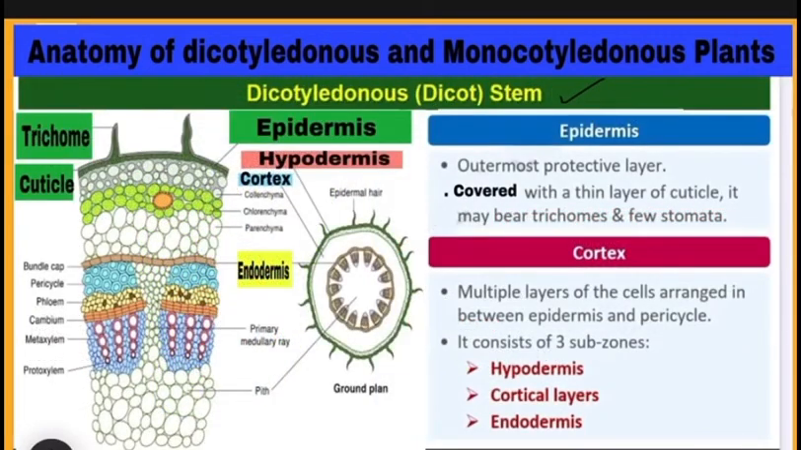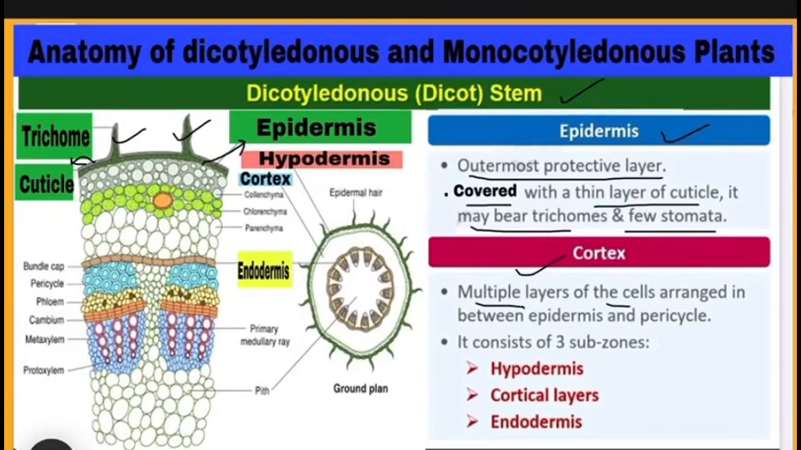Now, anatomy of dicot stem. Outermost protective layer of dicot stem is epidermis. See the diagram. This is epidermis. Then it is covered with thin layer of cuticle. This is cuticle. Clear? It may bear trichomes and few stomata. These are trichomes.